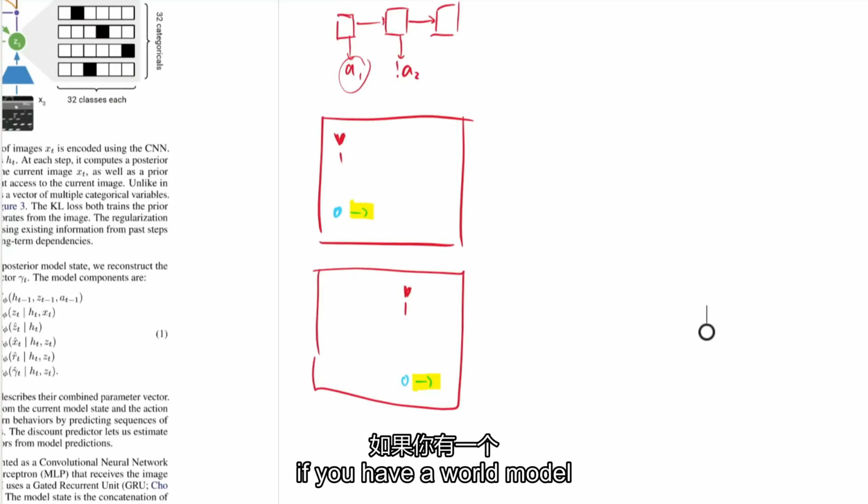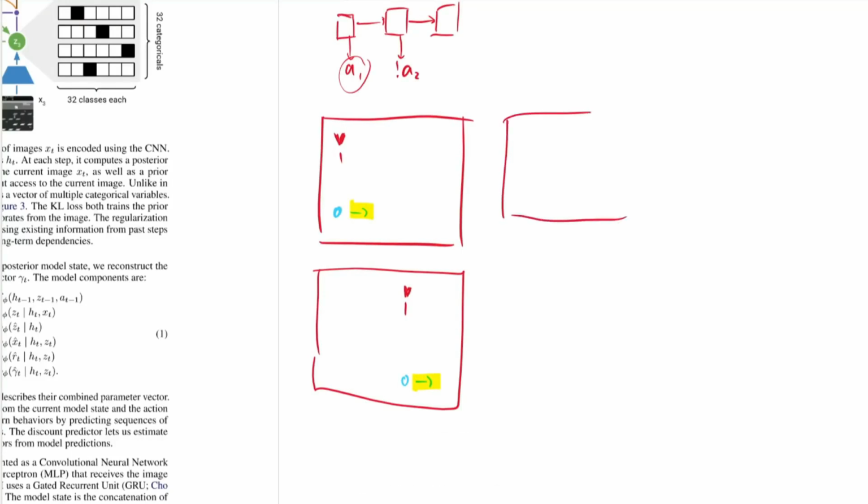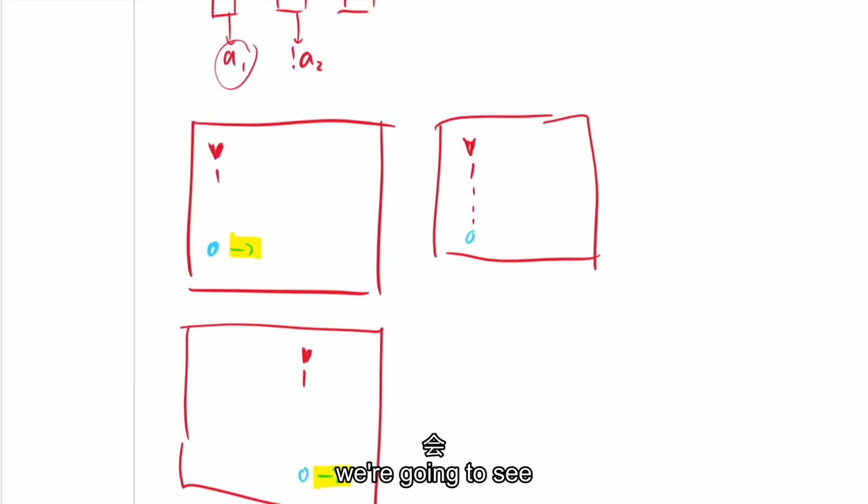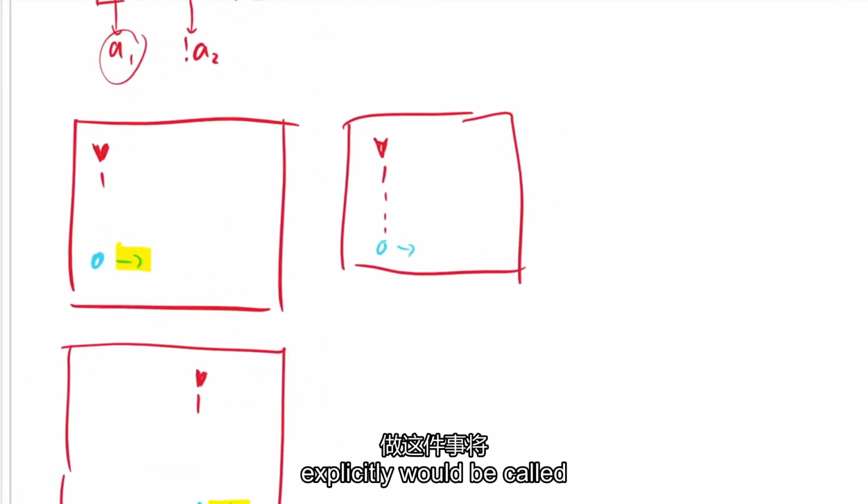However, if you have a world model, right? Imagine now we have a world model over here. And the world model accurately learns to predict the future. Now we know that we are here, and this is here. Now we can imagine ourselves forward. And we're going to get hit. And that means we need to go out of the way. So doing this explicitly would be called planning.